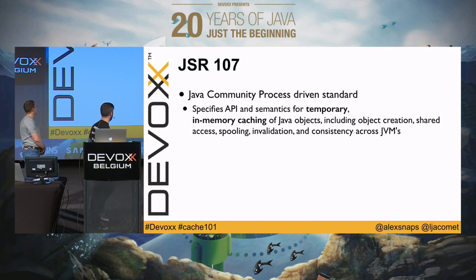So the paragraph there specifies API and semantics for temporary in-memory caching. The bold stuff is mine. This is not how it's being introduced on the JCP website, but this is taken from the JCP website. For Java objects, including object creation, shared access, spooling, validation, and consistency across JVMs. So it does mention something about topologies.